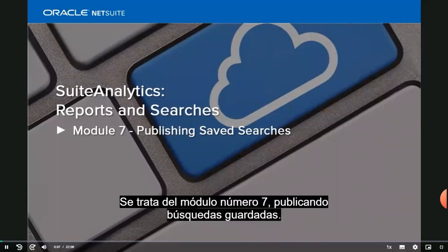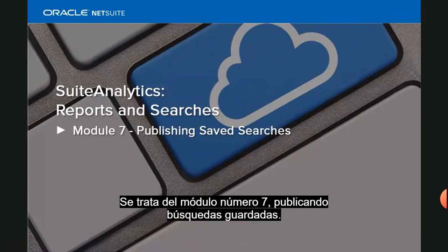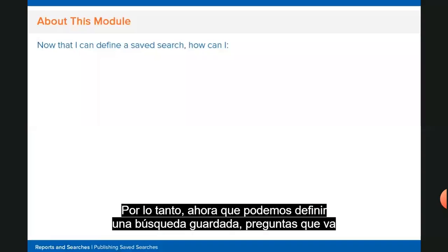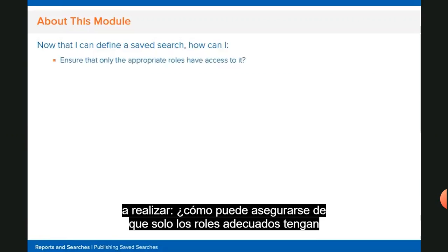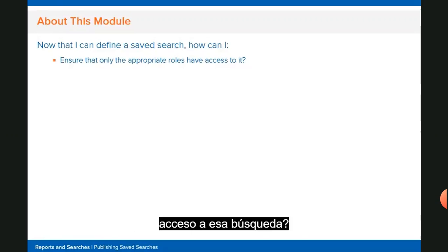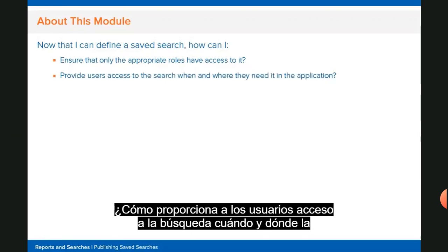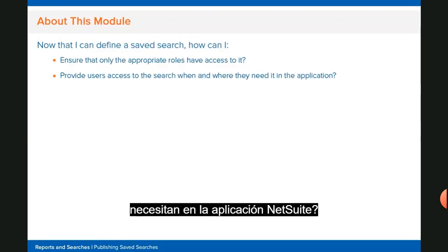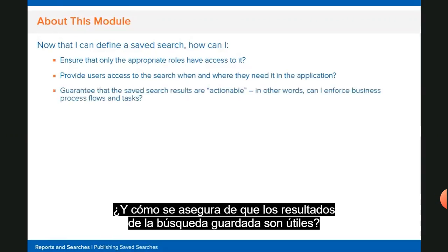This is module number 7, Publishing Saved Searches. So now that we can define a saved search, questions you're going to ask. How can you ensure that only the appropriate roles have access to that search? How do you provide users access to the search when and where they need it inside the NetSuite application? And how do you make sure that the saved search results are actionable?